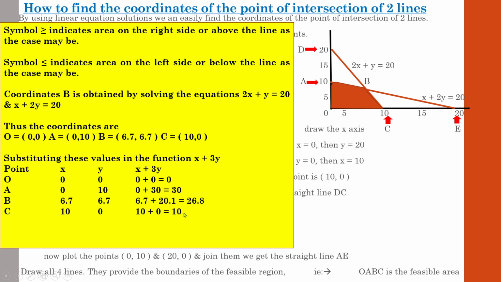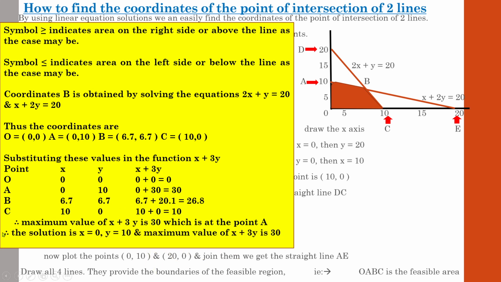So with regard to the maximization of profit, at which point have we earned the maximum value? It is at point A that we have earned the maximum of 30. So this is how you need to find the maximization point using the maximization equation, on the basis of the graphical method of solving an LPP. So the solution is, when x is 0 and y is 10, you will get a maximum value of 30 by using the maximization function x plus 3y.